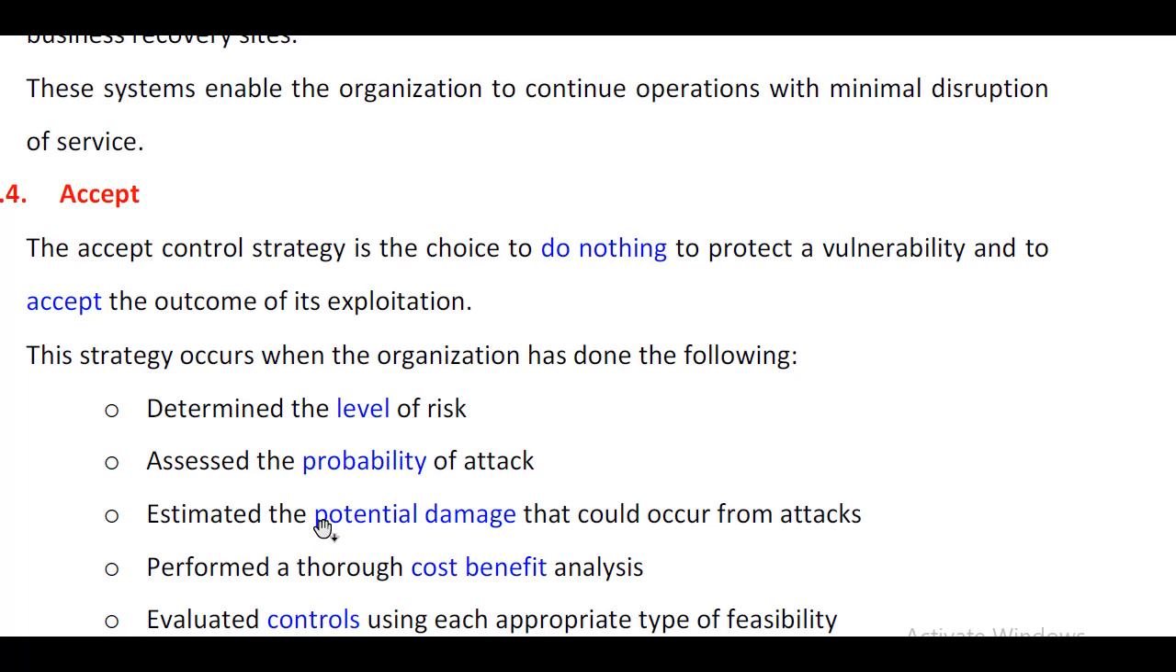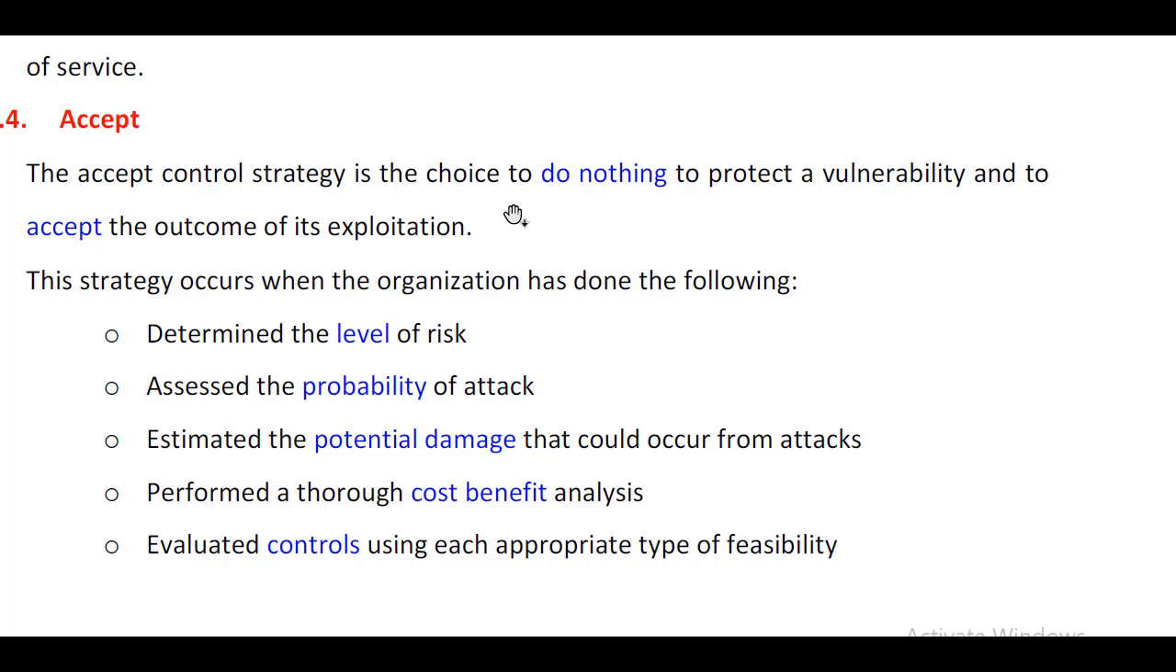This strategy relies on do nothing, which means that here, with the accept control strategy, we choose to do nothing. Why? Simply because the risk is low or it is too expensive to cover or to protect an asset. So here we accept this risk, or we accept this threat.